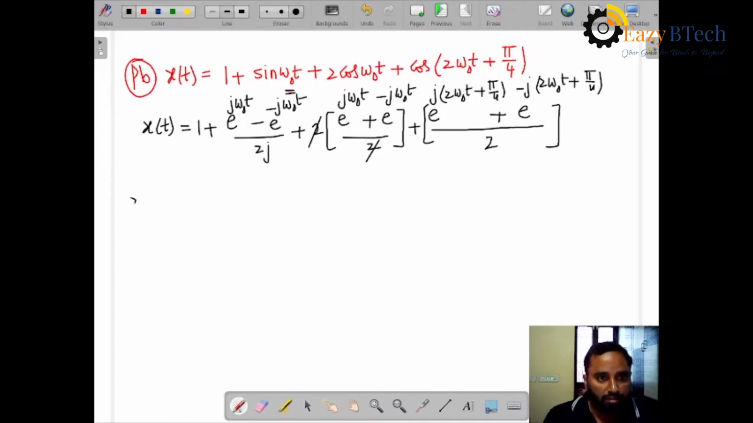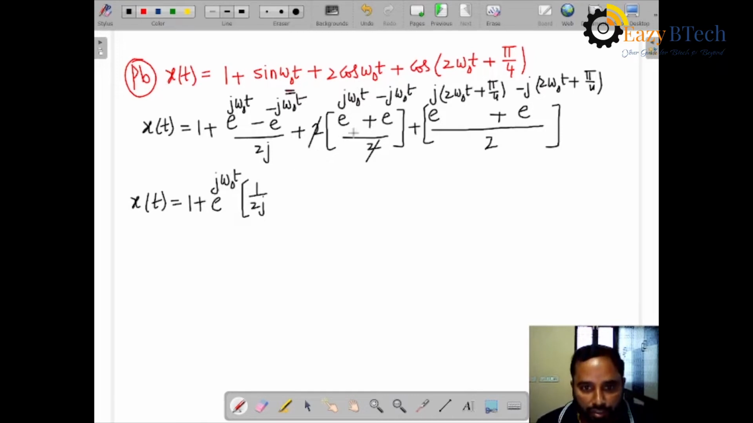So now x of t is equal to 1 plus, I am going to write e power j omega naught t. Here we have 1 by 2j. Next, again here we have e power j omega naught t, and the coefficient is 1. Any other e power j omega naught t? No other. So that's all.